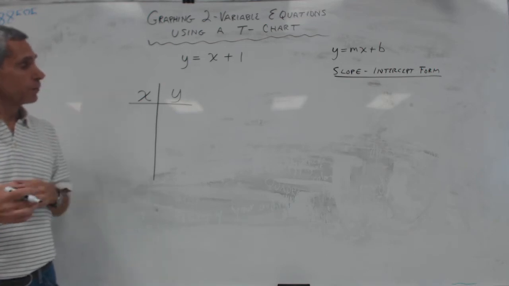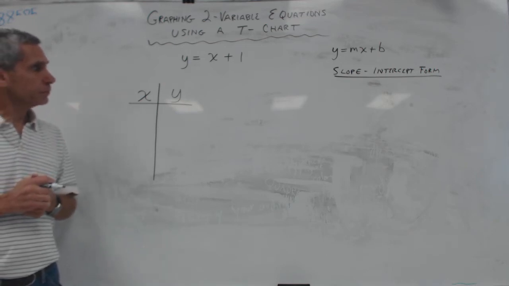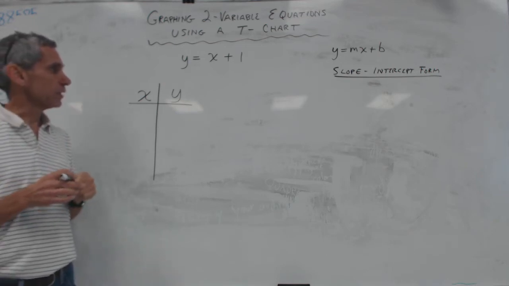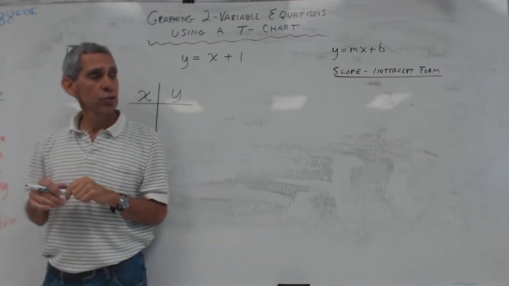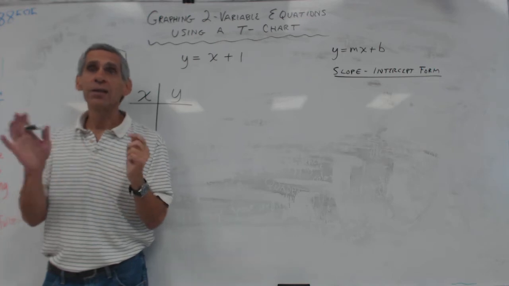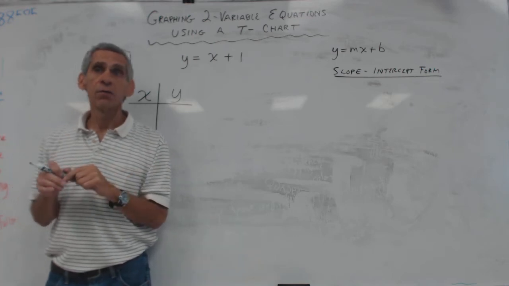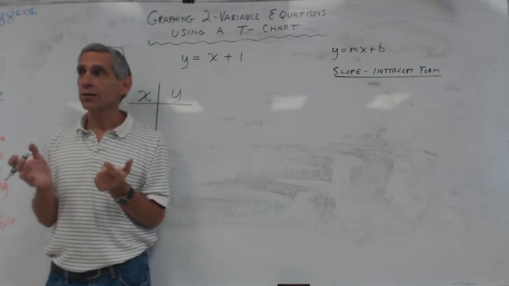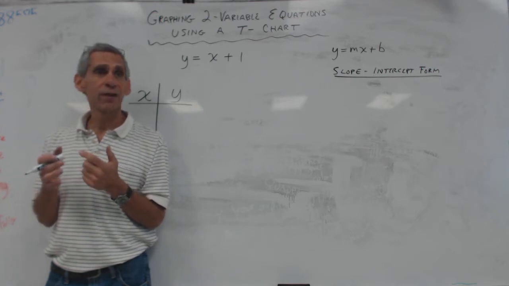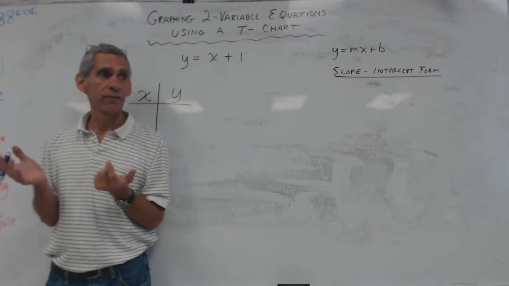Now, when you choose the x's, it could be any number in the universe. But when you do that, it makes it really hard to graph, right? Because then you have to have a very large graph, right?